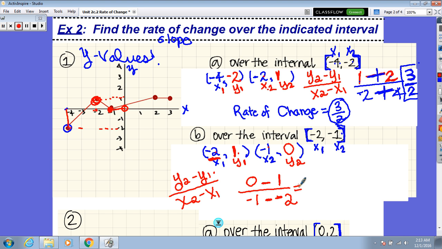Alright, and then we just subtract. So 0 minus 1 is negative 1. When in doubt, punch it out. Okay? And for the bottom, we've got to change double negatives before we add or subtract.